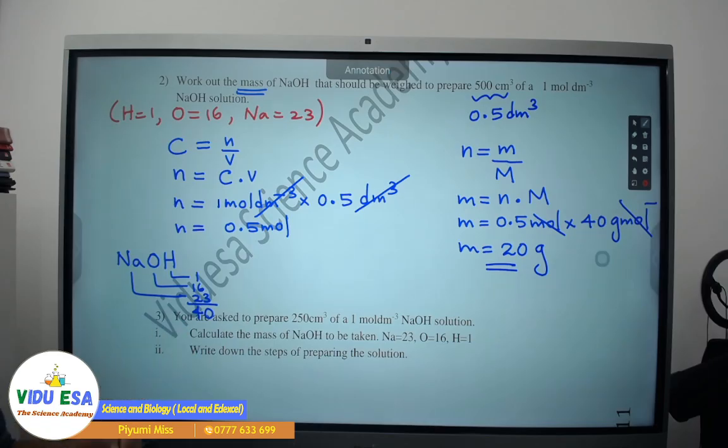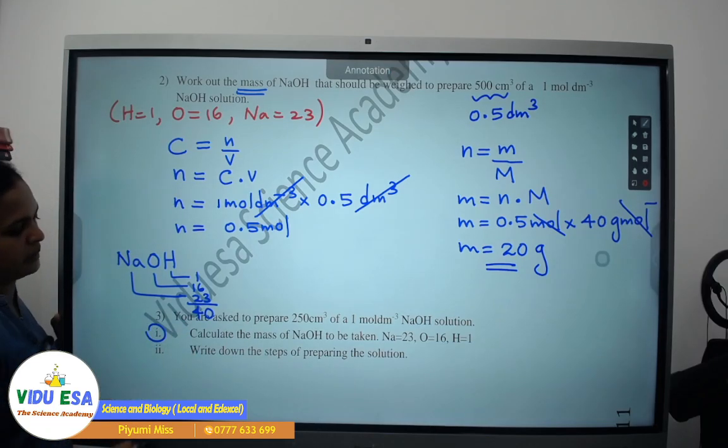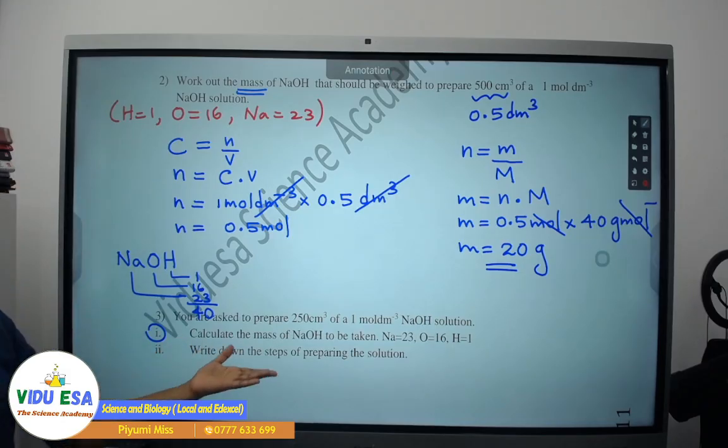Shall we look at the next one? There you can do the first part. Second part, I will let you know how to prepare the solution, the standard solution. Do the first part, calculate the mass needed.